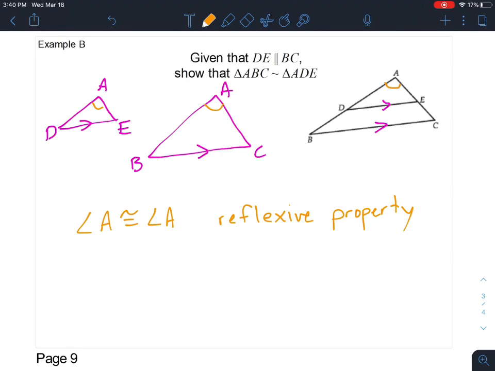So this is an example where we will use the reflexive property to show that an angle is congruent to itself. That is something that could show up for trying to prove that two triangles are similar. Then the next part is that we can find another pair of angles that are congruent. I'm just going to choose those two right there.